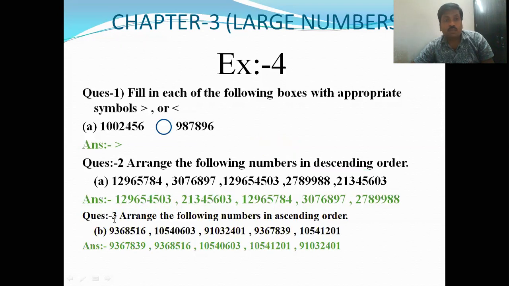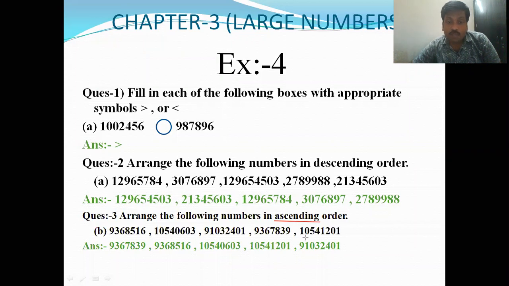Now, here is question number 3. Arrange the following numbers in ascending order. What is the meaning of ascending order? Ascending order means the numbers are arranged from smaller to greatest.